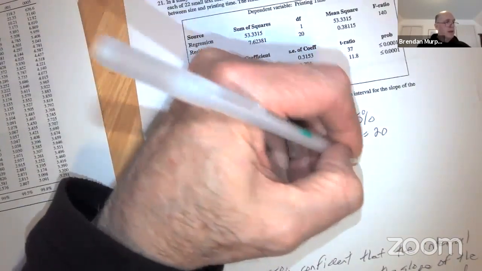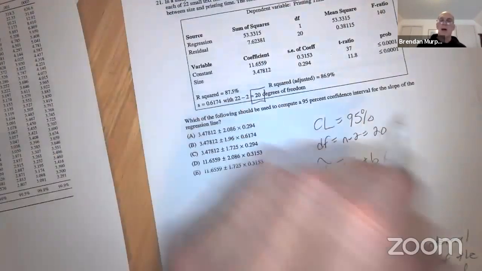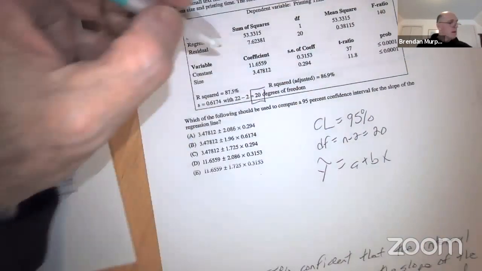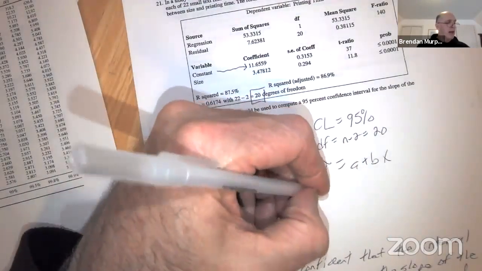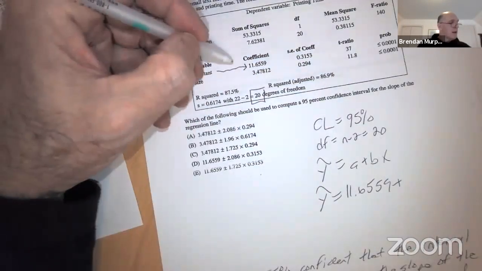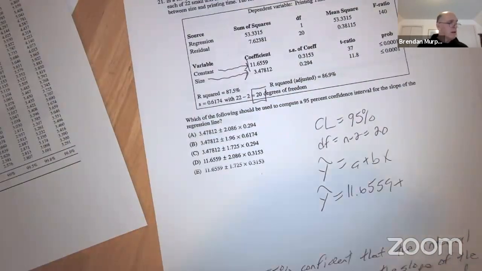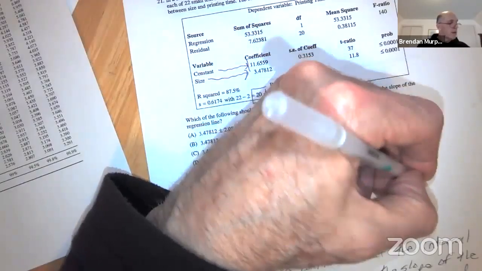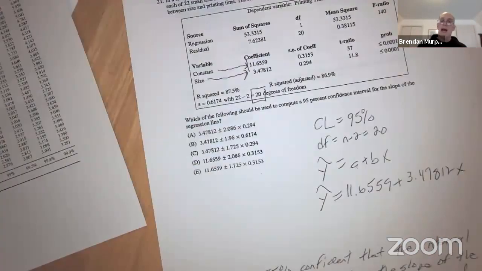Let's come up with my least squares regression line. Again, all of this data is based upon those 22 data points. So the constant coefficient, that's going to be my A value. So y hat equals 11.6559 plus the coefficient that goes with the size of my file, 3.478. I'll put all those decimals down, times x.